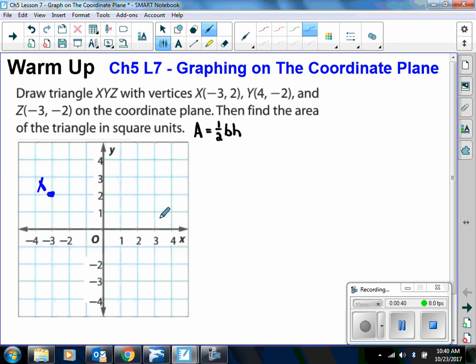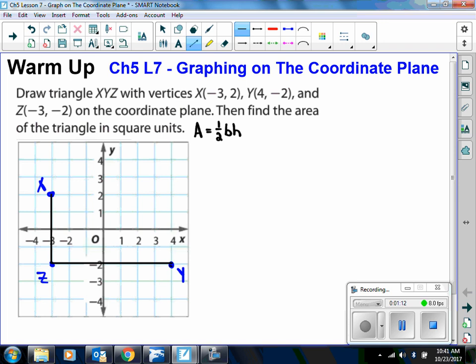Y is at (4, -2). So 4 to the right and down 2. That's -2. So that is Y. And Z is (-3, -2). So we go to the left 3 and down 2, and that is Z. Okay? Now when we connect the points, it makes a triangle. Very good.